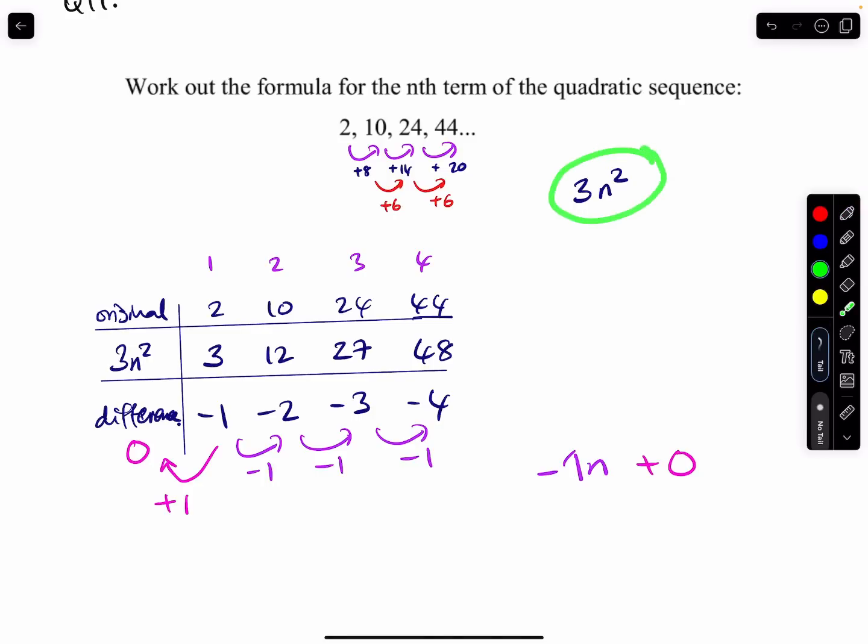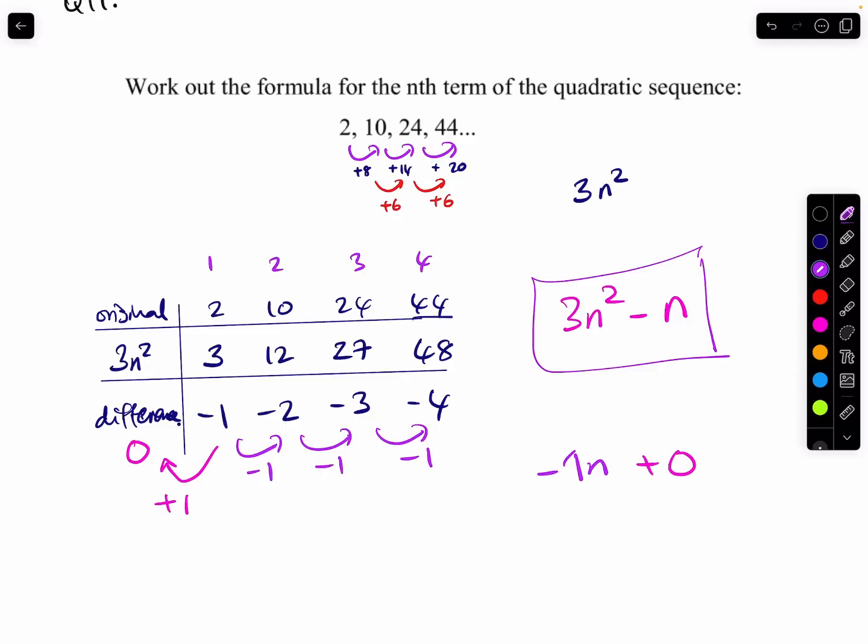And now that's it. You put this and that together. So you write 3n squared minus 1n plus 0. But you don't need to write the plus 0 on this one. And this is your nth term of the quadratic sequence. And what you could do in an exam, because sometimes students like to know there and then, some questions you can know there and then whether it's correct or not.